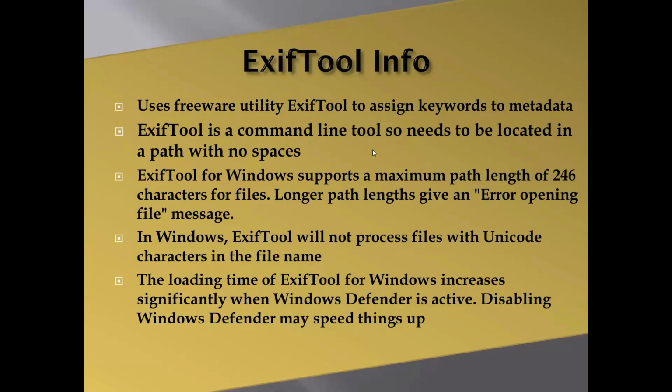There's another slight limitation. It supports a maximum path length of 246 characters. Otherwise, you get an error. To be fair, most of my paths are relatively short, but some people may have that as an issue. And in Windows, it won't process files with Unicode characters in the file name. The loading time, this is an issue of Exif for Windows, increases significantly when Windows Defender is active. Disabling Windows Defender may speed things up.